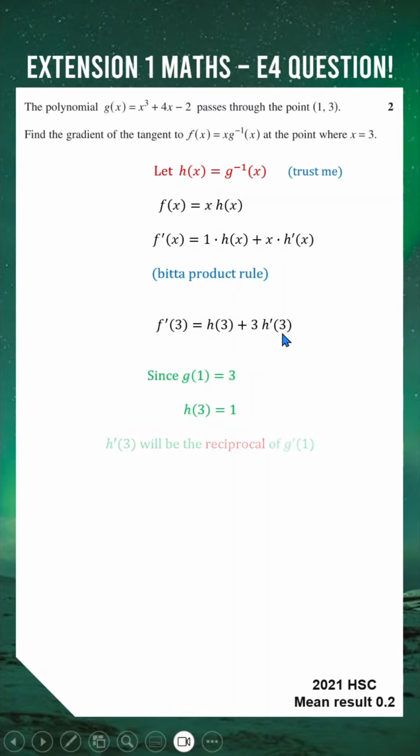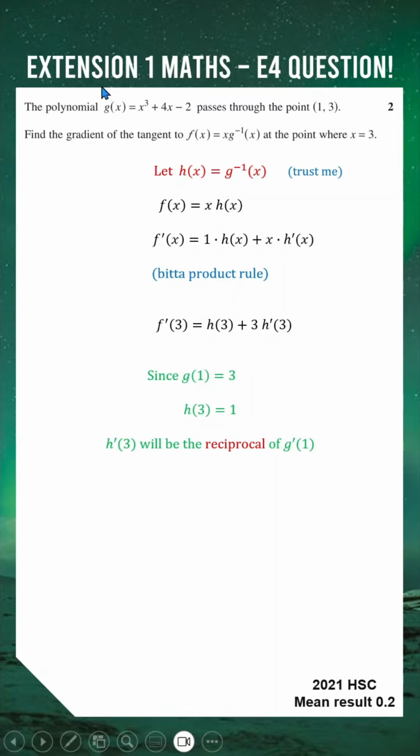Now let's talk about the derivative, okay? So the way you want to find the derivative of the inverse at a point, and this is really important, it's been in a lot of exams recently, so h dash 3 will be the reciprocal of g dash 1, okay? That right there is very important. If you want to find the derivative of the inverse at a point, it's the reciprocal of the derivative of the original function at the original point. And that's very confusing, which is why this is a band 6 question or an E4 question, okay?